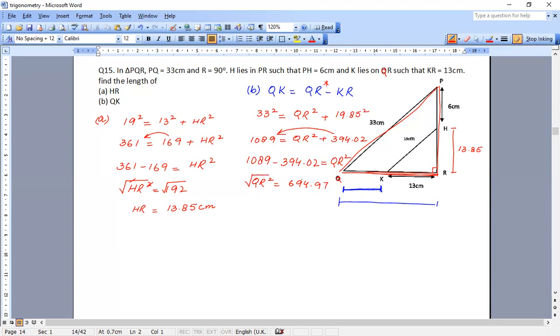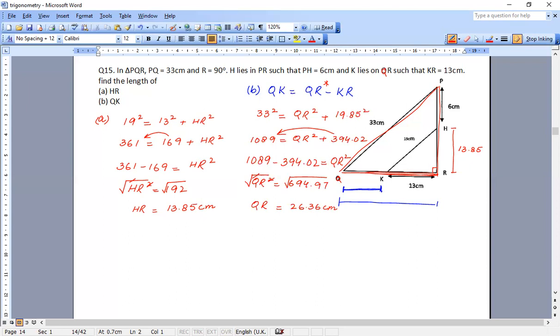I'll take the square root on both sides to get rid of that square. The square cancels the square root, leaving QR only. The square root of 694.97 is 26.36. So QR is going to be 26.36 centimeters.